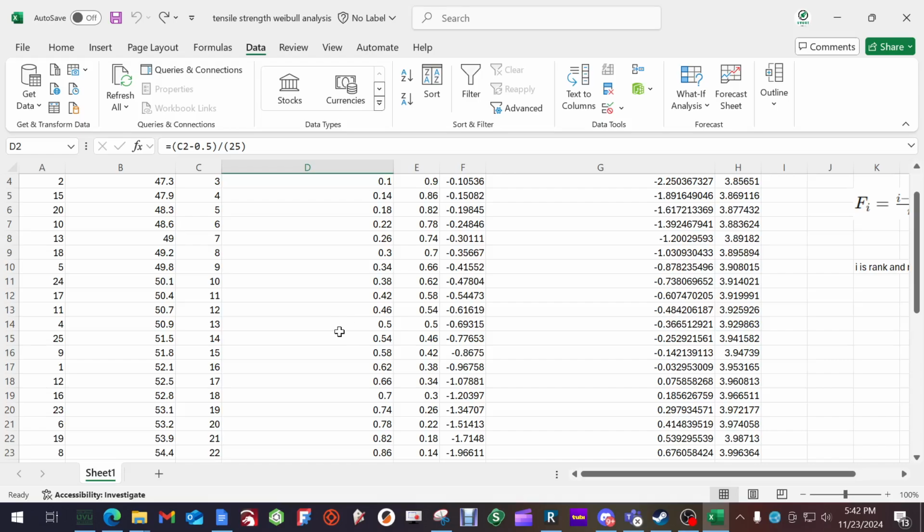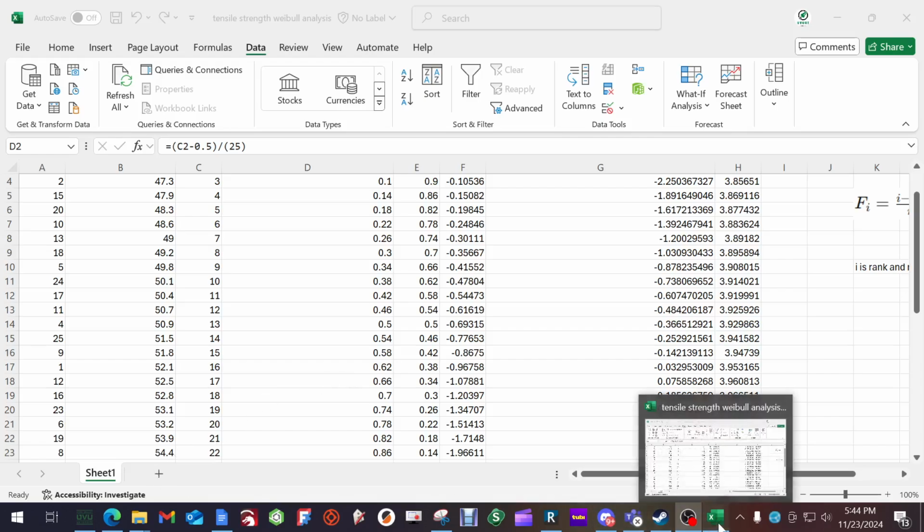Okay, so earlier I mentioned this characteristic strength, or sigma naught, or eta, and it's where 63.2% of all the parts fell. If we look at our data, we have 62 and 66%. There is no 63.2%. But luckily, we can use linear interpolation to help us solve. So how do I do that? Well, there's a math formula for it, and it's not too bad, but you can use an online calculator. So let's go ahead and look at that.